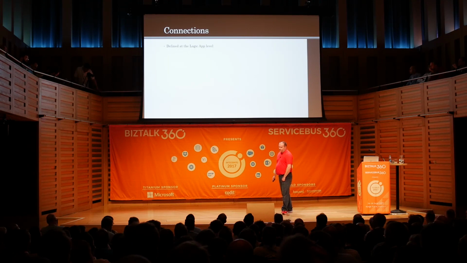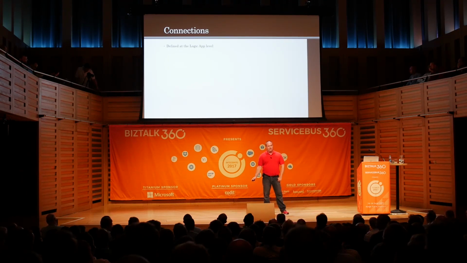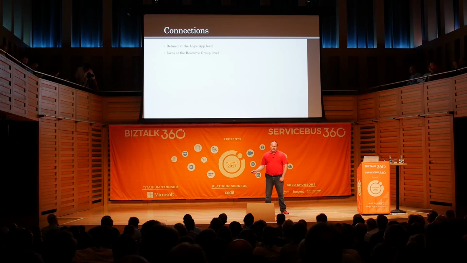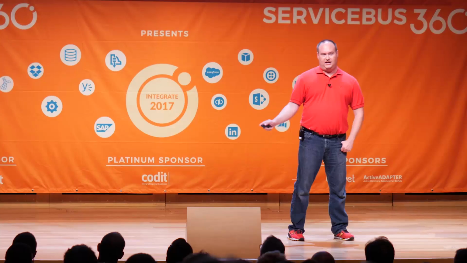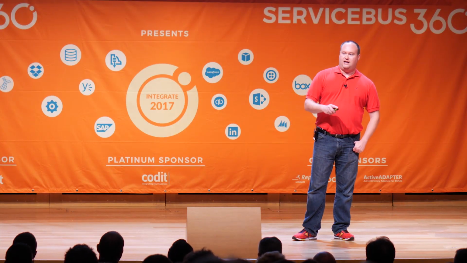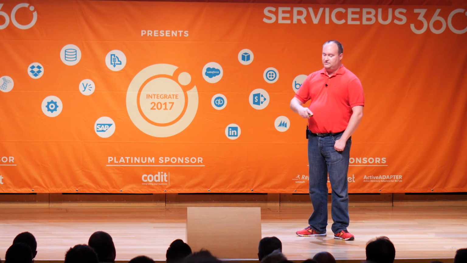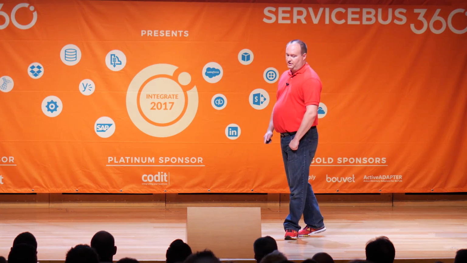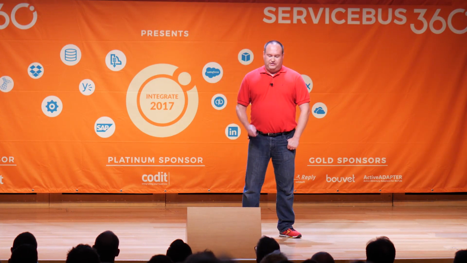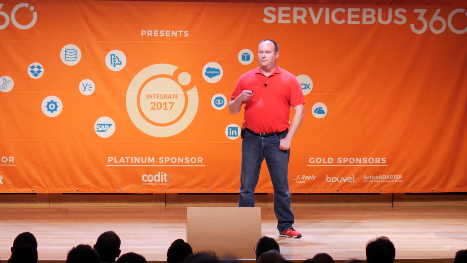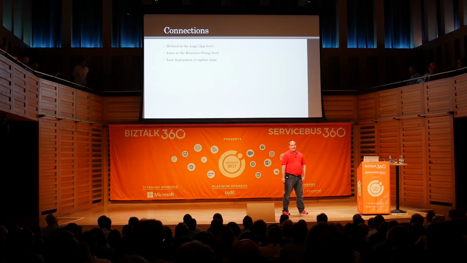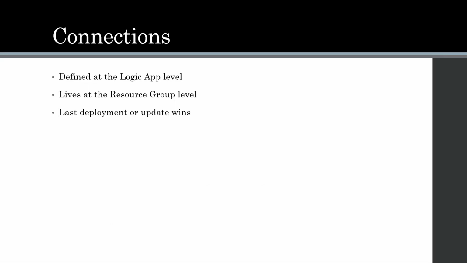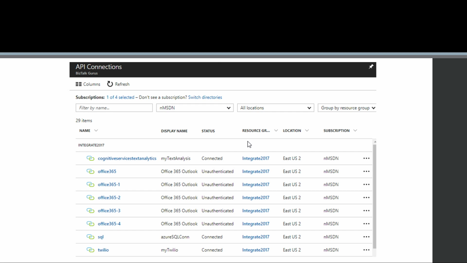So connections are generally defined at design time inside your logic app. The connections actually live at the resource group level. So even though you create the connection in your logic app, it is a first-class Azure artifact that lives outside of your logic app at the resource group level. So what this means is, if you're deploying multiple logic apps, say via Visual Studio, the last deployment or the last update to that connection will win, which means it will define the values for your whole resource group. So let's take a look at what that means a little bit more.